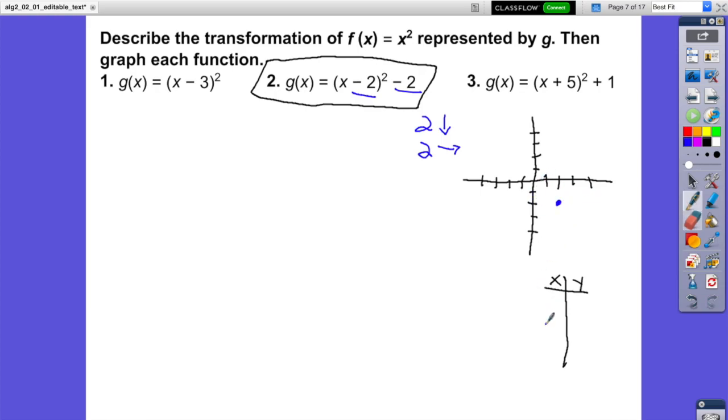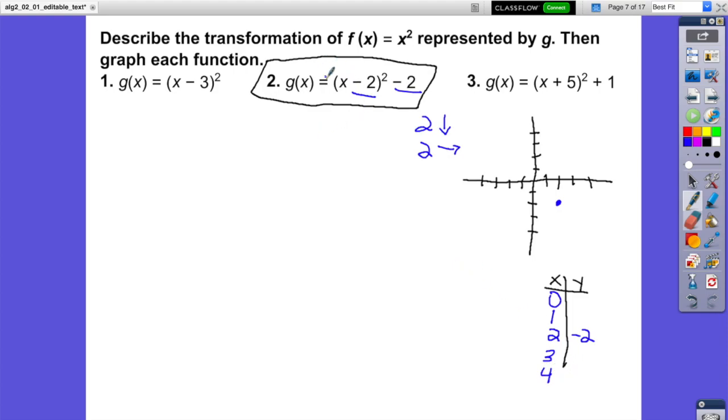So that means my starting point, and I'm going to put it here in the middle, is going to be 2, -2. Now, once we have this starting point, you're going to pick 2 points above it and 2 points below it for a total of 5 points to make it a very clear parabola. So I'm going to pick 0 and 1, and then I'm going to pick 3 and 4.